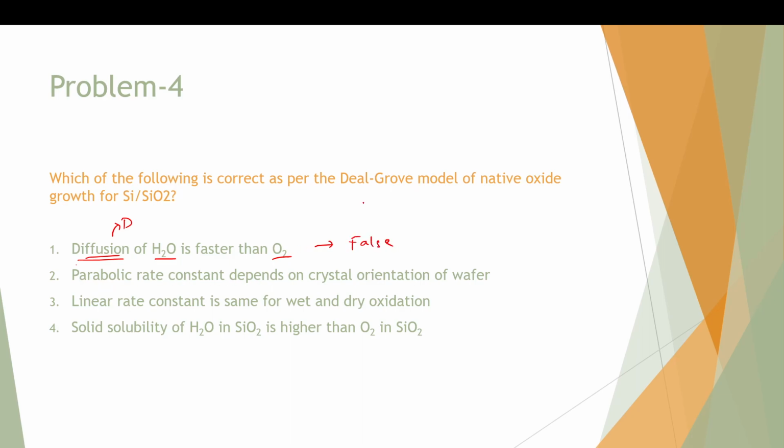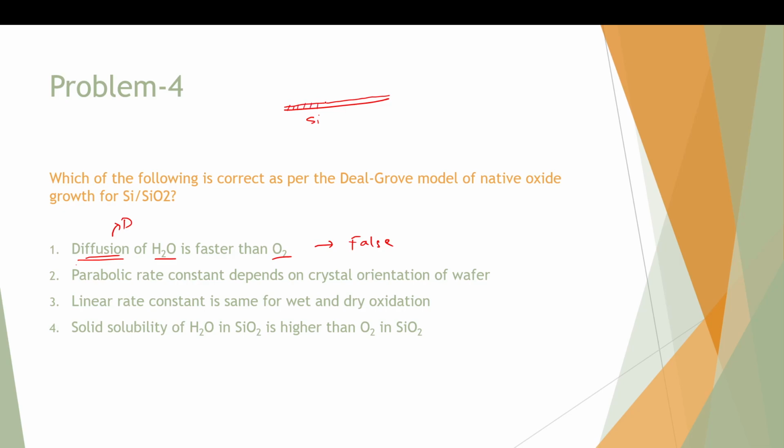Parabolic rate constant depends on crystal orientation of wafer. Okay, so if you remember, there were two rate constants when it came to the Deal-Grove model. One was the parabolic rate constant, and the other one was the linear rate constant. When we start to grow thermal oxide on top of silicon, in the initial stages, only a thin layer of oxide is formed on top of the silicon.